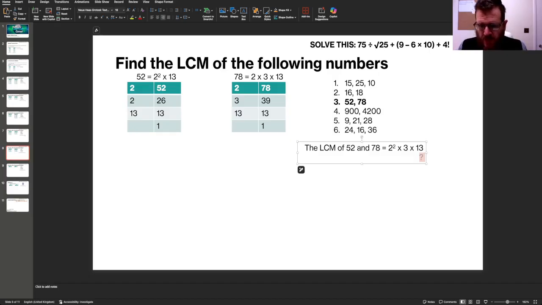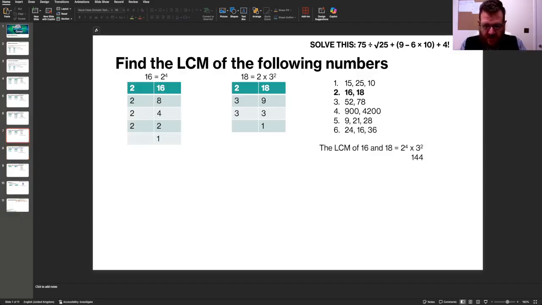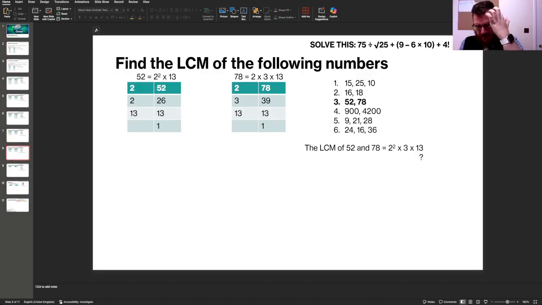So you've got 2 squared, because we've got 3 numbers here, and not just the 2 like we did before, where we only had 2 numbers to deal with. This time we've got 3. So we've got 2 squared, which is 4, then you've got a 3, and then you've got a 13. 2 squared is 4, times 3 is 12, times 13 is 156. That's more like it. Again, I must apologise about this.